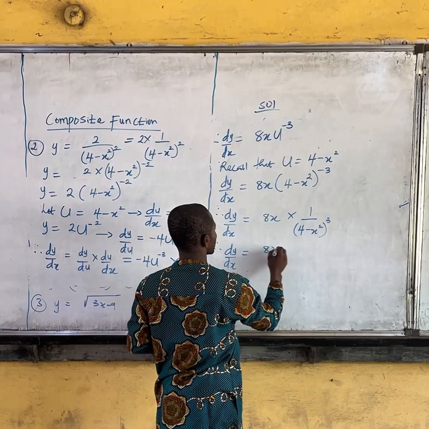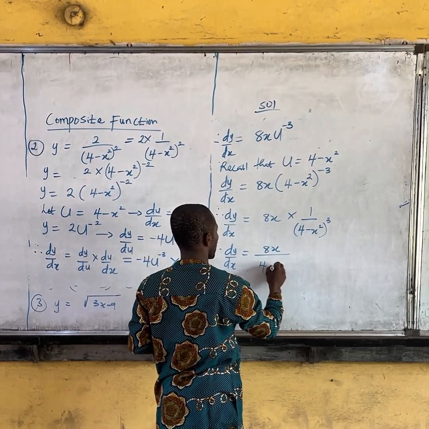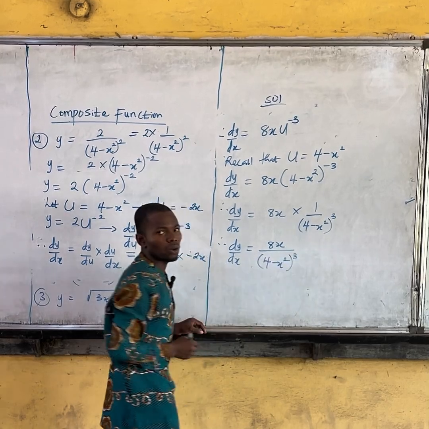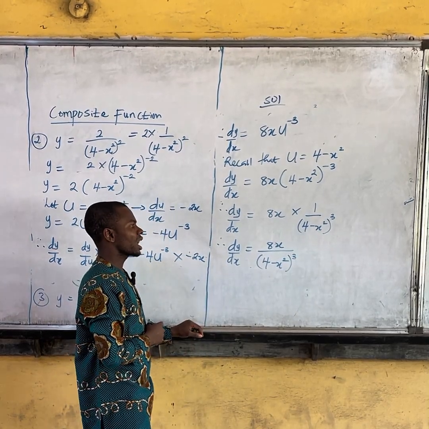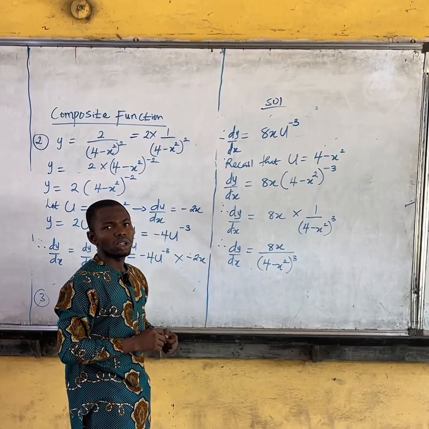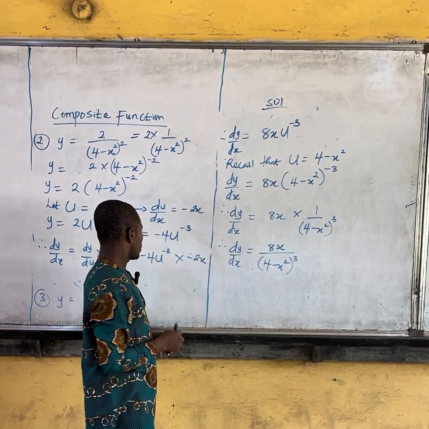8x over (4 minus x squared) raised to the power of 3. That is the final answer for the second example under chain rule. Let's move to number 3.